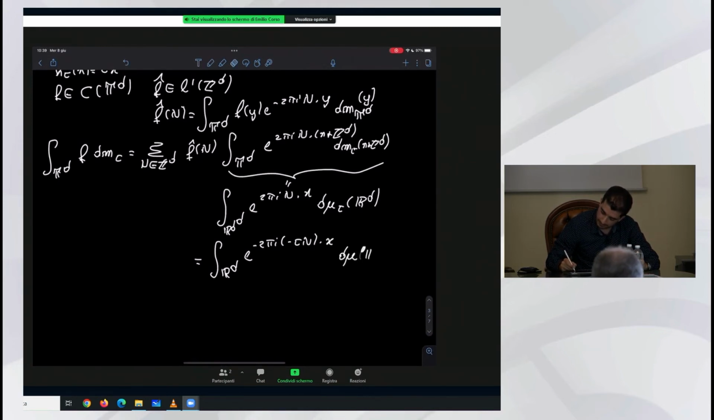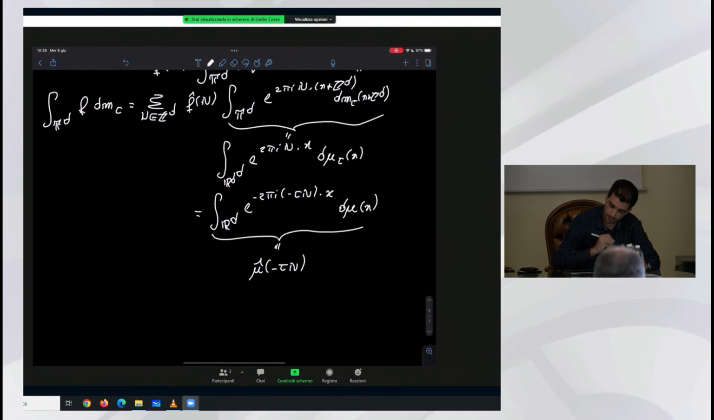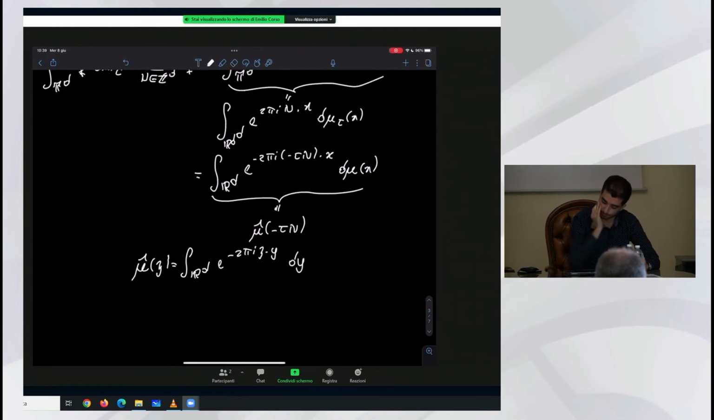Now, why have I written this in this way? Because now this becomes the Fourier transform of the measure mu at the point minus t n, where, of course, the Fourier transform of a measure is defined by integration against characters. It's the right generalization of the Fourier transform of a standard L1 function, the integral of e to the minus 2 pi i x dot y in d mu y.